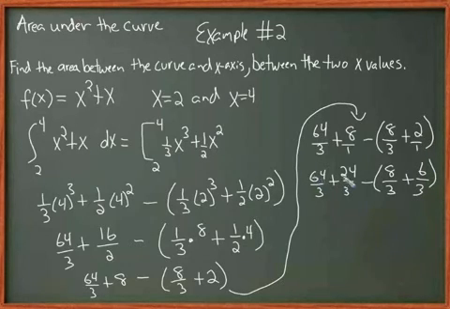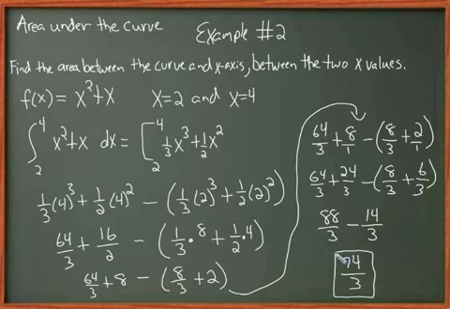64 plus 24 is 88 over 3. And then this is going to be minus what? 8 plus 6, which is 14 over 3. Which ends up being 88 minus 14, which is 74 over 3. And this is going to be area, which is square units. And that's the process of finding the area under the curve for this problem.